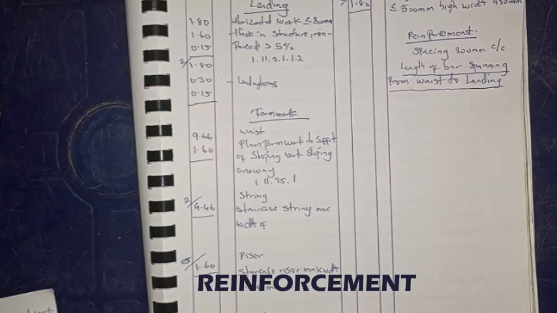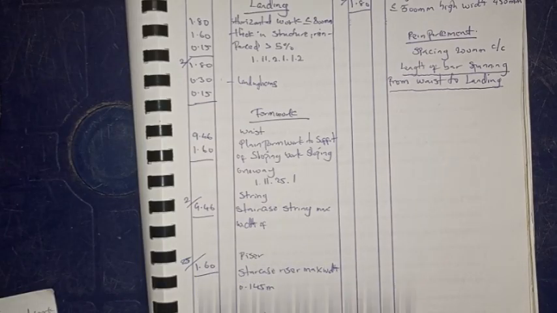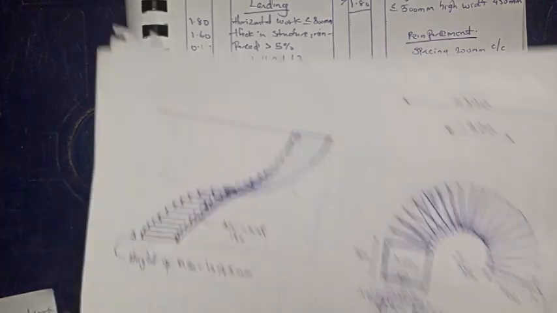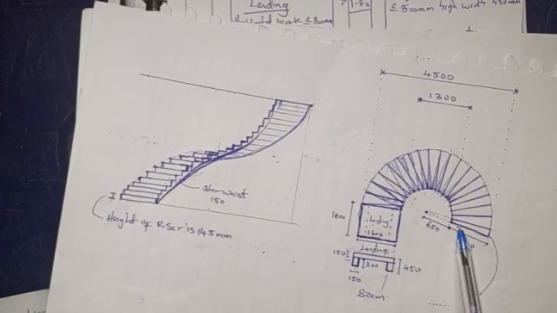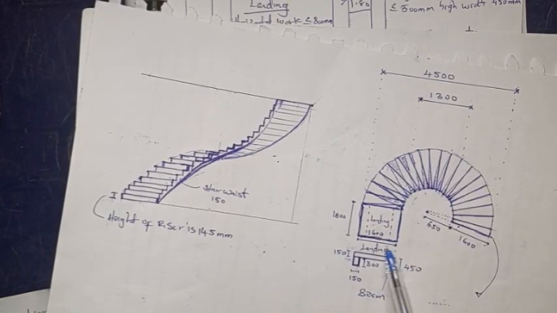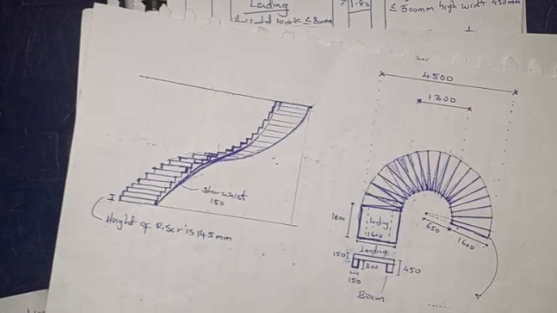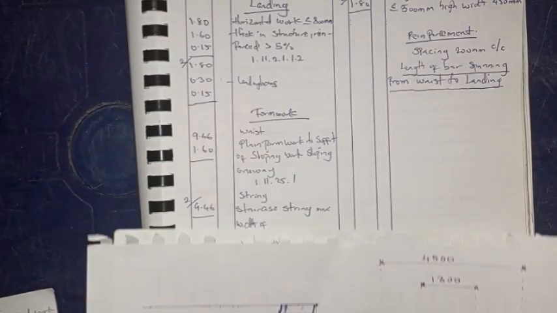Right, so for the reinforcement, the first detail we'll get here is that our spacing is 200 mm center to center. The first thing we're going to find is the length of the bar, which is going to be spanning from the waist, through the waist down to the landing. What that means is that the reinforcement is going to start from here through to this point. So one steel rod will span that whole length.